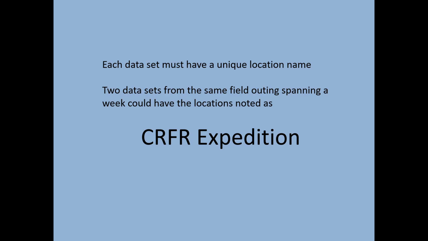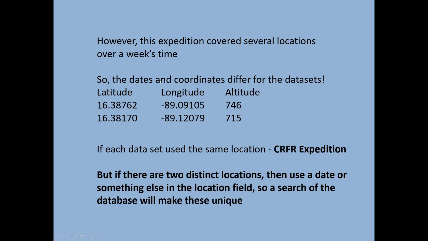Also, data sets must have a unique location name. Two sets from the same field outing spanning a week could have locations noted as this. In this, I used CRFR Expedition for the Columbia River Forest River Expedition. However, over the week's expedition, I was at two different locations. I do have GPS coordinates included in there along with altitude.